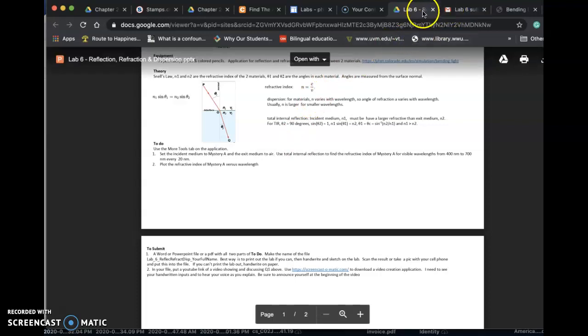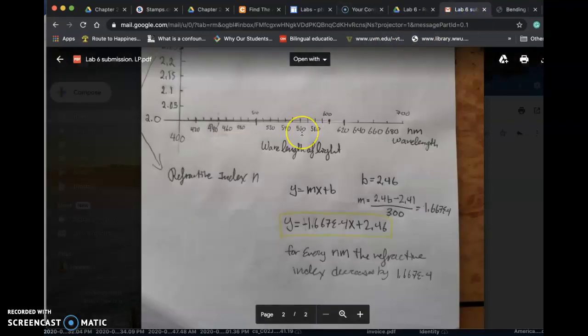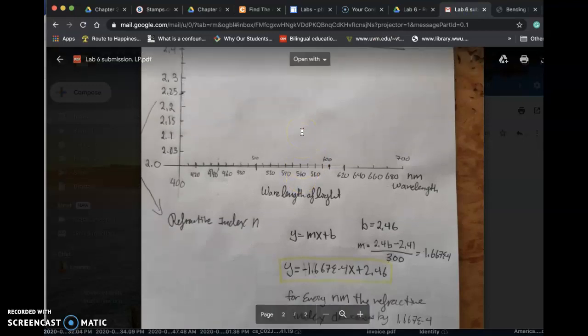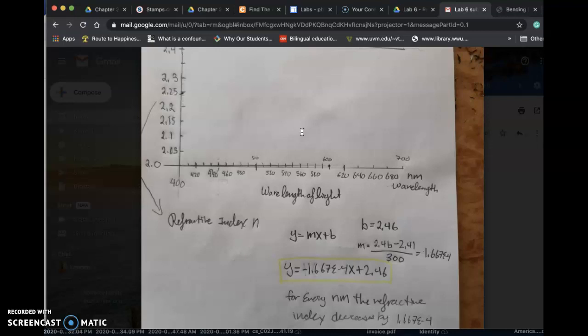Now, finally, the average of the two extremes would be 2.41 plus 2.46 divided by 2, which gives us an average total internal reflection index of 2.435. And so long as the first n is greater than the second n, the total internal refraction stands.